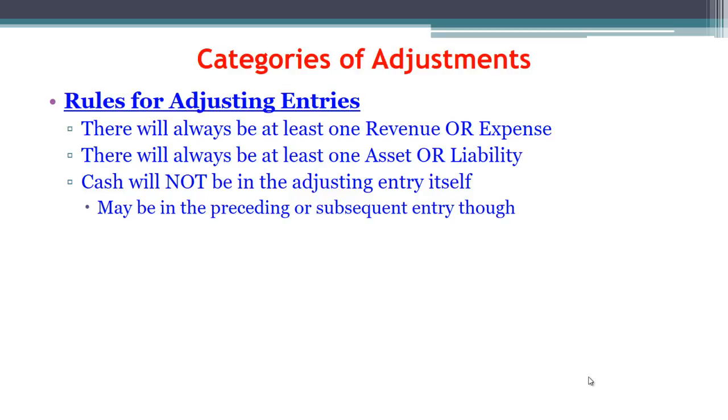A reminder of the various rules for adjusting entries. We're always going to have at least a revenue or expense. It could be either. We have to have one of those two. And on the other part of the transaction, we have to have at least an asset or a liability. We can possibly have two assets, two liabilities, but we have to have at least one of them. For the adjusting entry itself, you will never see cash for these core adjusting entries. The cash entry would be something else. It's not the adjusting entry. It's either the one that exists before the adjusting entry or after the adjusting entry, depending on whether we're talking about a reclassification or an accrual.